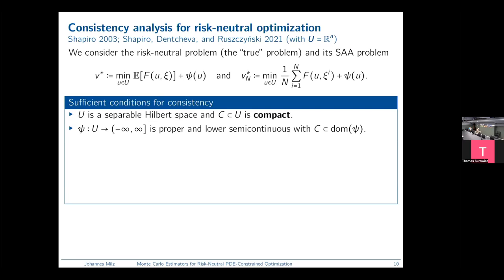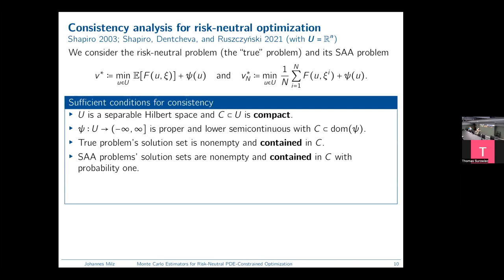Then we require that the true problem's solution set, the problem on the left, is contained in this compact subset. We will verify this later for our problem. And then we require the same for the SAA problem: its solution set is contained in this compact subset. But here we require the statement to hold with probability one, because the solution set of the SAA problem is actually random. It depends on the random sample generated.